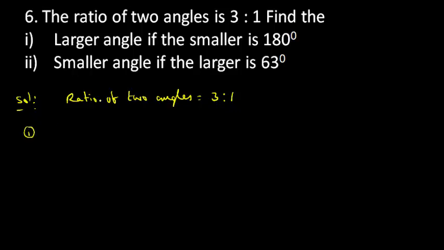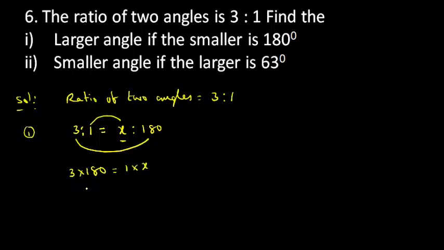First problem. Find the larger angle if the small is 180. The values written in the ratio form. 3:1 equal to x is to 180 degrees. Here x is equal to larger angle, small angle given 180 degrees. These angles are proportional. So by the proportional law, the product of extremes equal to the product of means. So 3 into 180 equal to 1 into x.